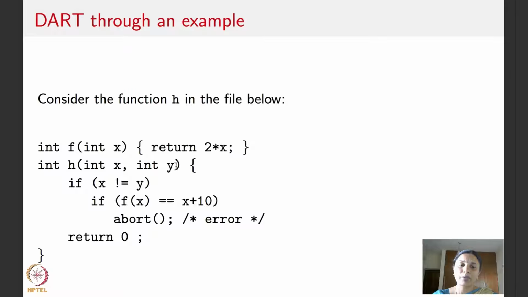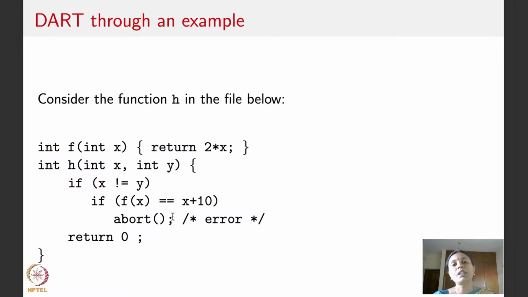Now, where is the error in the program? The error in the program is here, nested inside the 2 if statements. The conditions for both the ifs should pass for me to be able to reach the error. Using a randomly generated input, with high probability, I will definitely pass the first if condition. It's unlikely that the 2 randomly generated inputs x and y will turn out to be the same. So they will most likely be different, and I'll pass the first if condition. But the second if condition is very specific. It says if f of x, which is 2x, is x plus 10, then the second if condition passes. It's not very likely that a randomly generated input will pass the second condition.